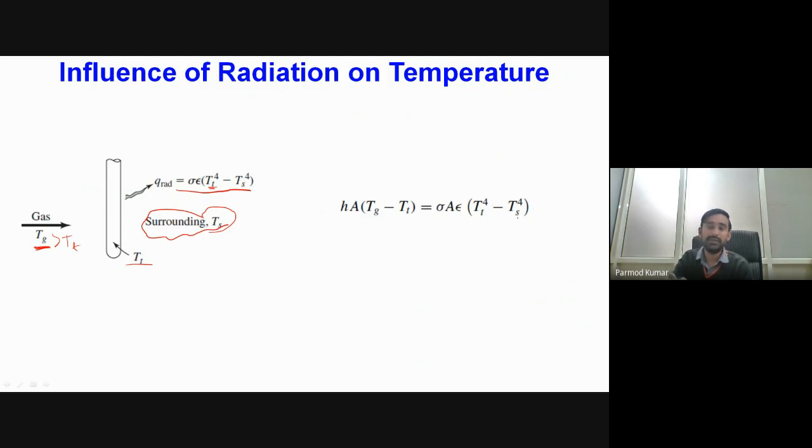Okay, so you can see that when our surrounding temperature is different from the temperature of the surface of the thermocouple, we will have this effect of radiation into consideration, and our thermocouple temperature will not be equal to the temperature of the gas flowing over the surface. If we consider the radiative heat transfer to be 0, then we will simply find that Tg will be equal to Tt. It means the reading of the thermocouple will exactly match the temperature of the gas which we want to measure.